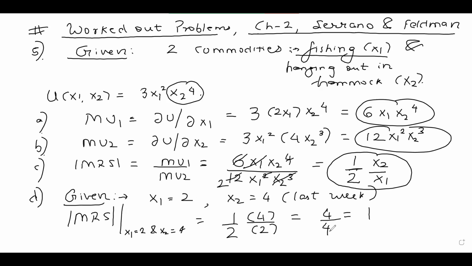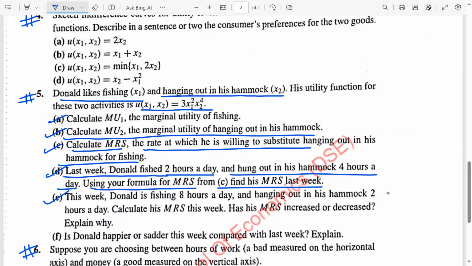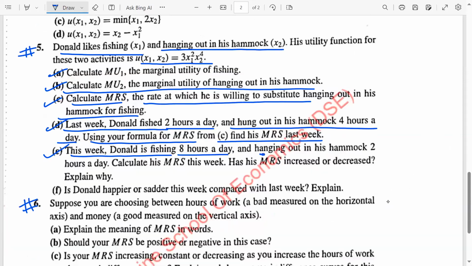This is the MRS of Donald last week. Okay, and then let's look at part E. So if I come back to the back problems, this week Donald is fishing 8 hours a day and hanging out in his hammock 2 hours a day. Now calculate his MRS this week.